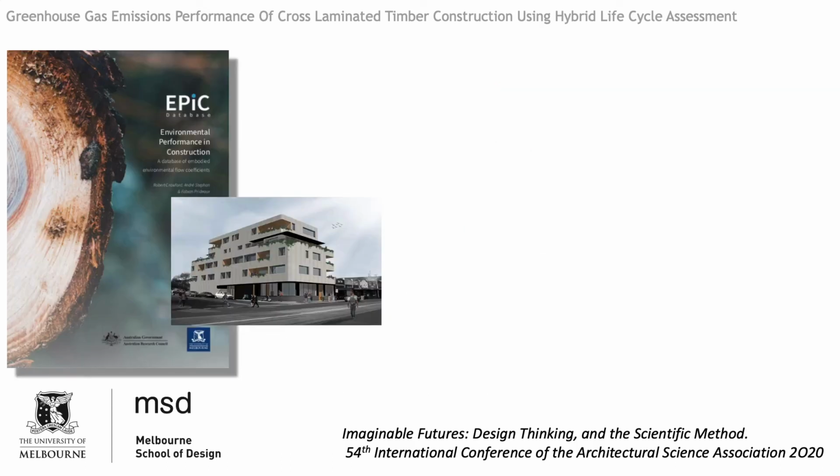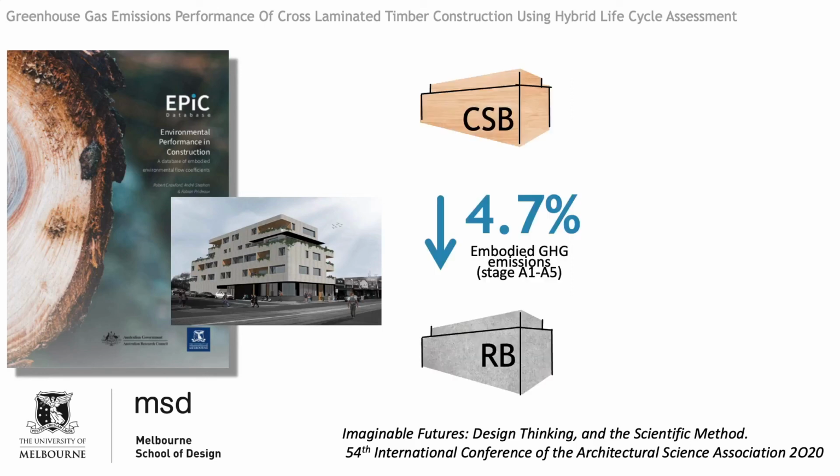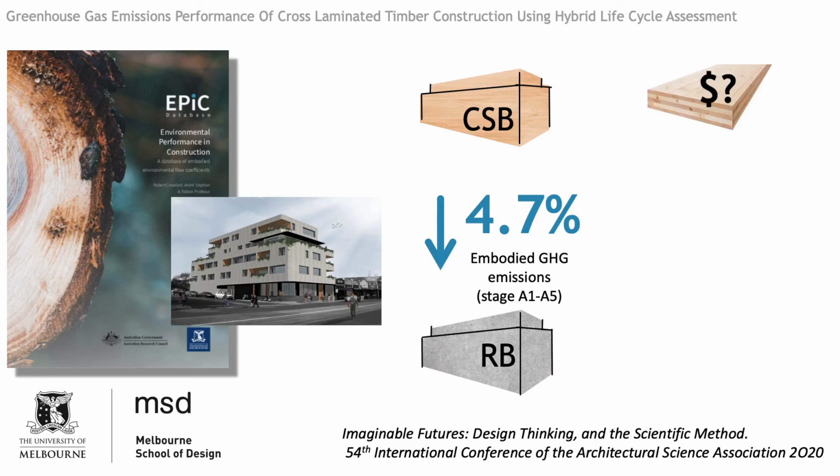To conclude, this study, using hybrid coefficients from the EPIC database and a real-life case study, has shown that CLT construction can have lower embodied greenhouse gas emissions compared to conventional construction during stage A1 to A5. It has also been highlighted that further clarification regarding costing, and in particular CLT costing, could increase the accuracy of final greenhouse gas emission results.